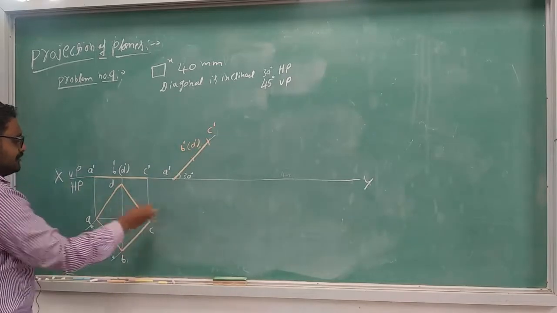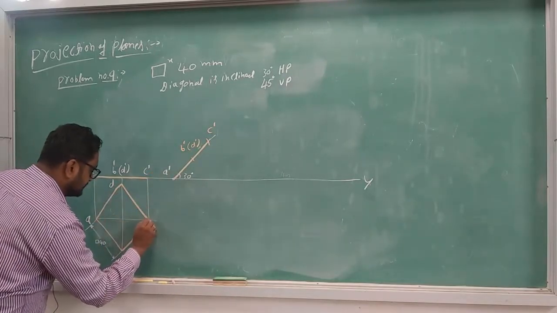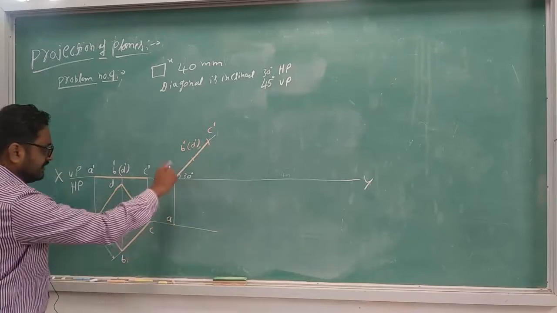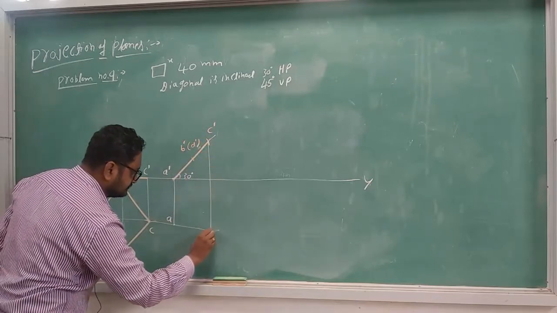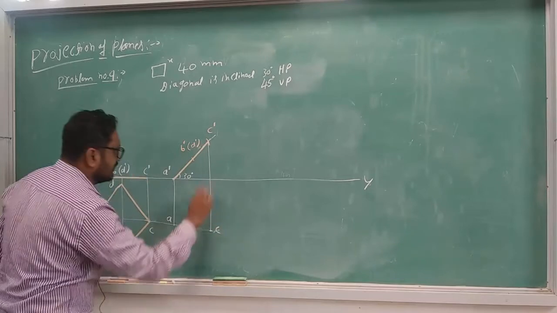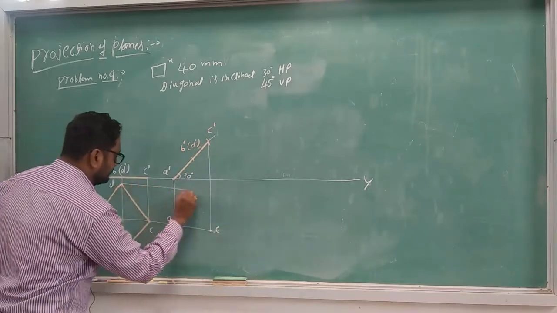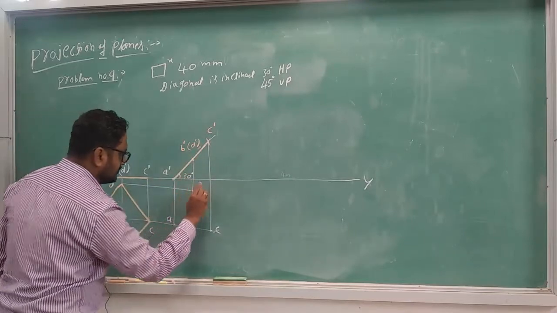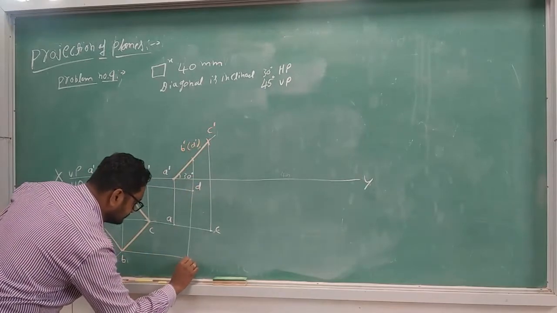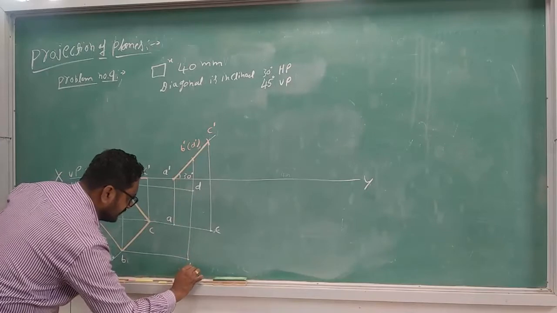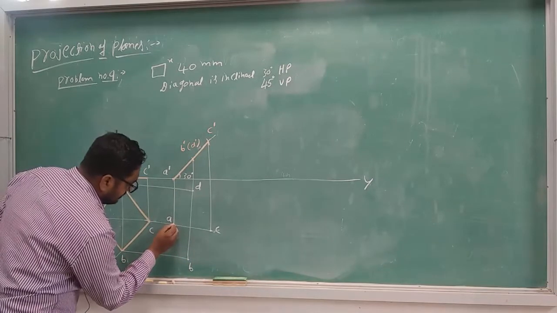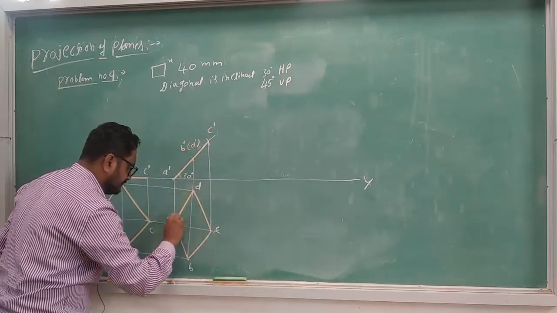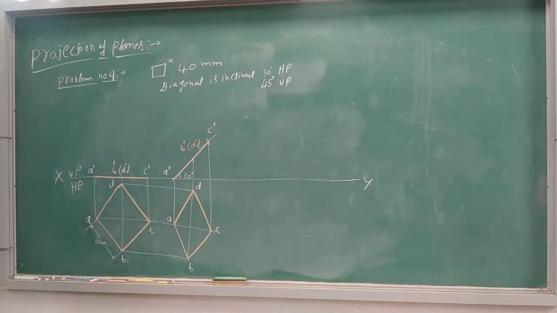Then to get the top view, extend the lines. Here A and C are coming, so if you extend this line, at this point we get A, from A and A dash, then from C and C dash we get C. In the same way, here, D and D dash give D, and here B and B dash give B. Then join it: A to B, B to C, C to D and back to A. So the second step is also finished.